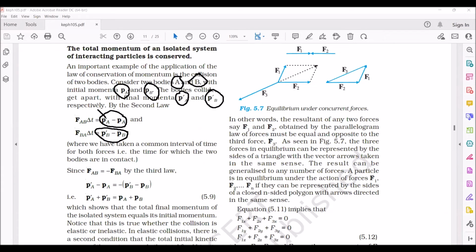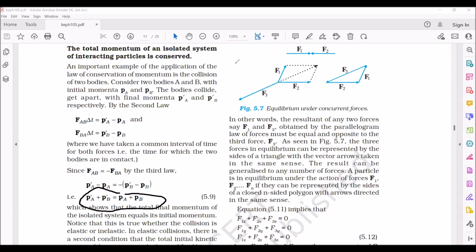This we relate to force into delta T: FAB into delta T, and FBA into delta T. As we mentioned, the change in momentum for an isolated system remains 0. So we write P dash A minus PA plus P dash B minus PB is always equal to 0. From that, we can derive that the final momentum P dash A plus P dash B for both objects A and B is equal to the initial momentum PA plus PB for both objects.